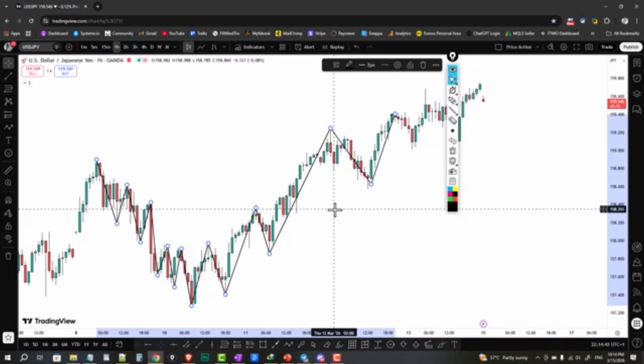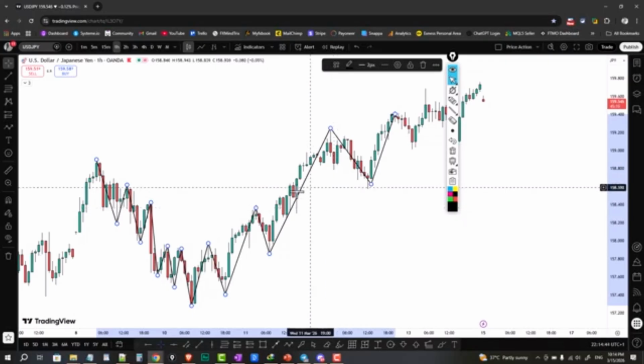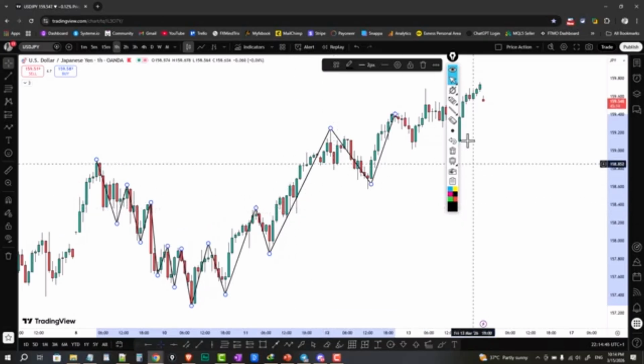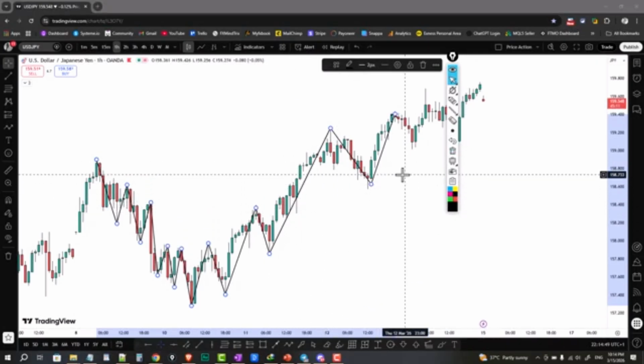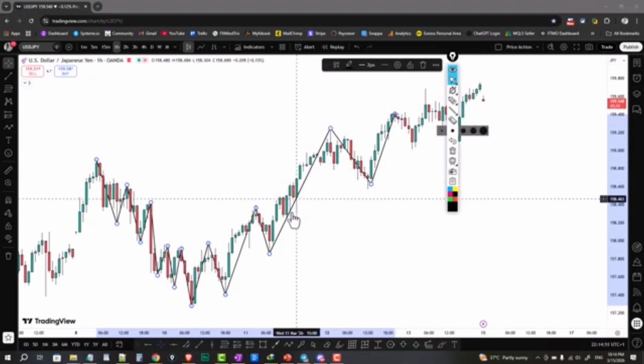Now, what does this have to do with anything? Well, breakouts are one of the ways that traders use to take advantage of trending market conditions.